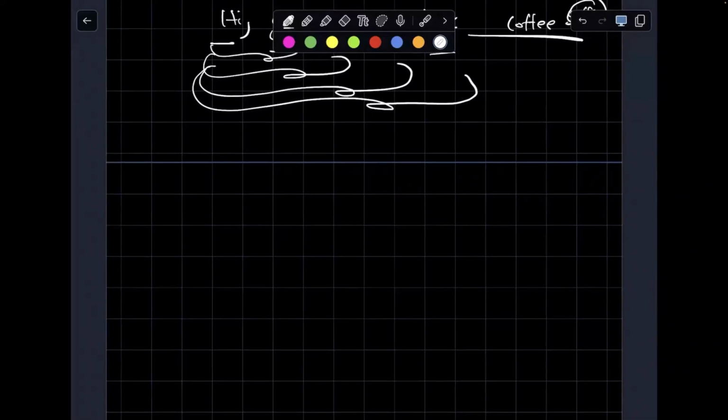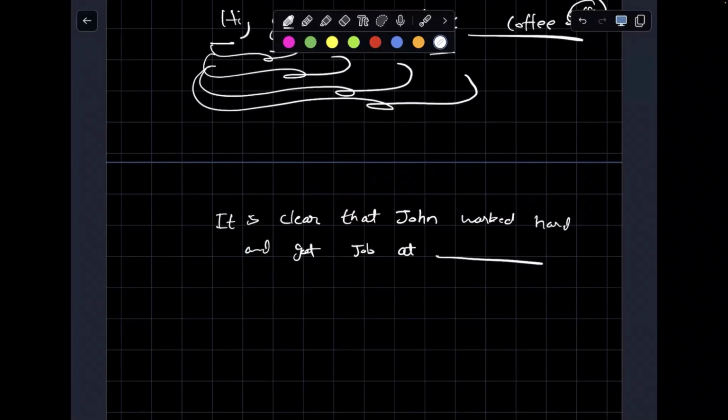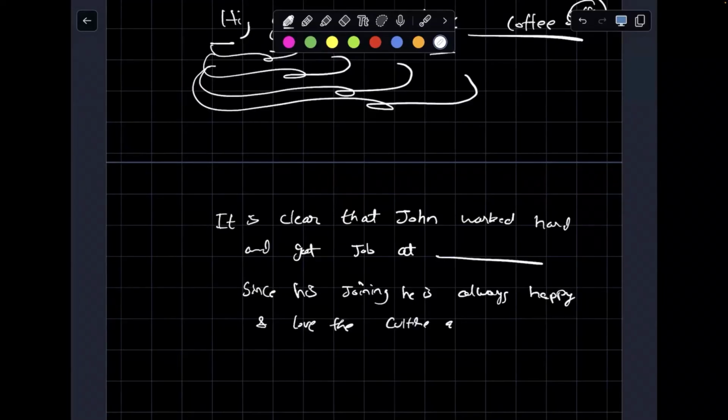There can be many times where it is clear that: John worked hard and got a job at dash. Since his joining he is always happy and loves the culture at Microsoft here. What is this word? Microsoft.